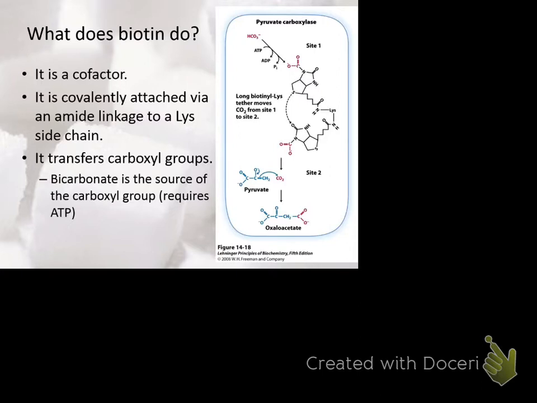We're going to see a couple of others that are important, but the important thing here, you don't need to memorize the electron pushing for biotin, but I want you to know what biotin does. Okay. And it's bicarbonate, which we have plenty of since that's a buffer system for our blood. That's the source of the carbon dioxide. I shouldn't say that. The source of the carboxyl group. Okay.